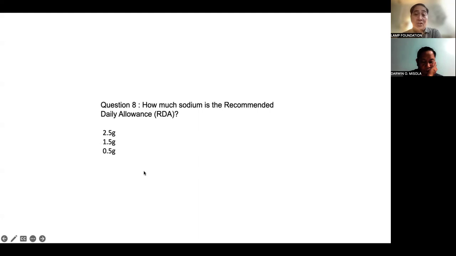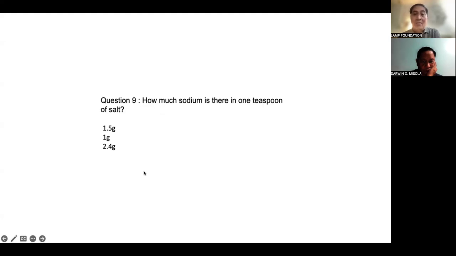Spinach is a good source of magnesium. How much sodium is the RDA? 1.5 grams. Okay, remember that. That is all the sodium we need per day. How much sodium is there in 1 teaspoon of salt? I was surprised by the answer to number 9, doc, 2.4 grams. So that means I always exceed sodium. It's not mg, you know that already. Imagine, 1 teaspoon is 2.4 grams.